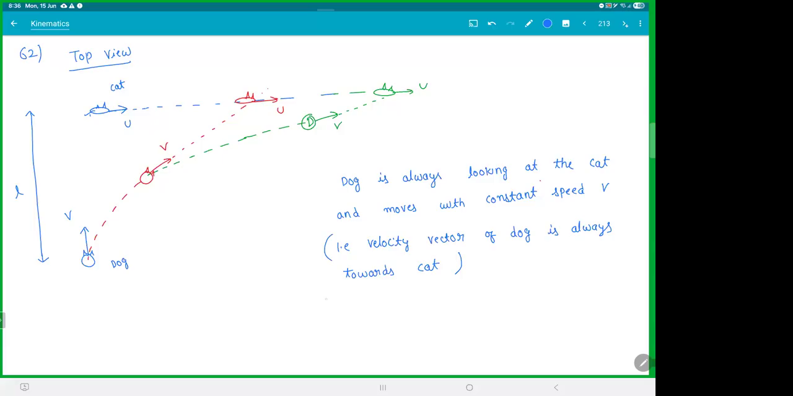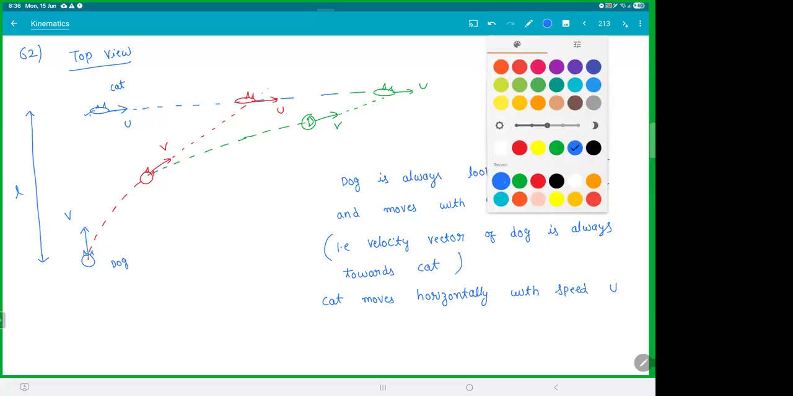And what is the cat doing? Cat is simply going in a straight line. Cat doesn't care. Cat moves horizontally with speed u. And the value of v is greater than u. So the dog's speed is greater than the cat's. So the dog will eventually catch the cat, right?